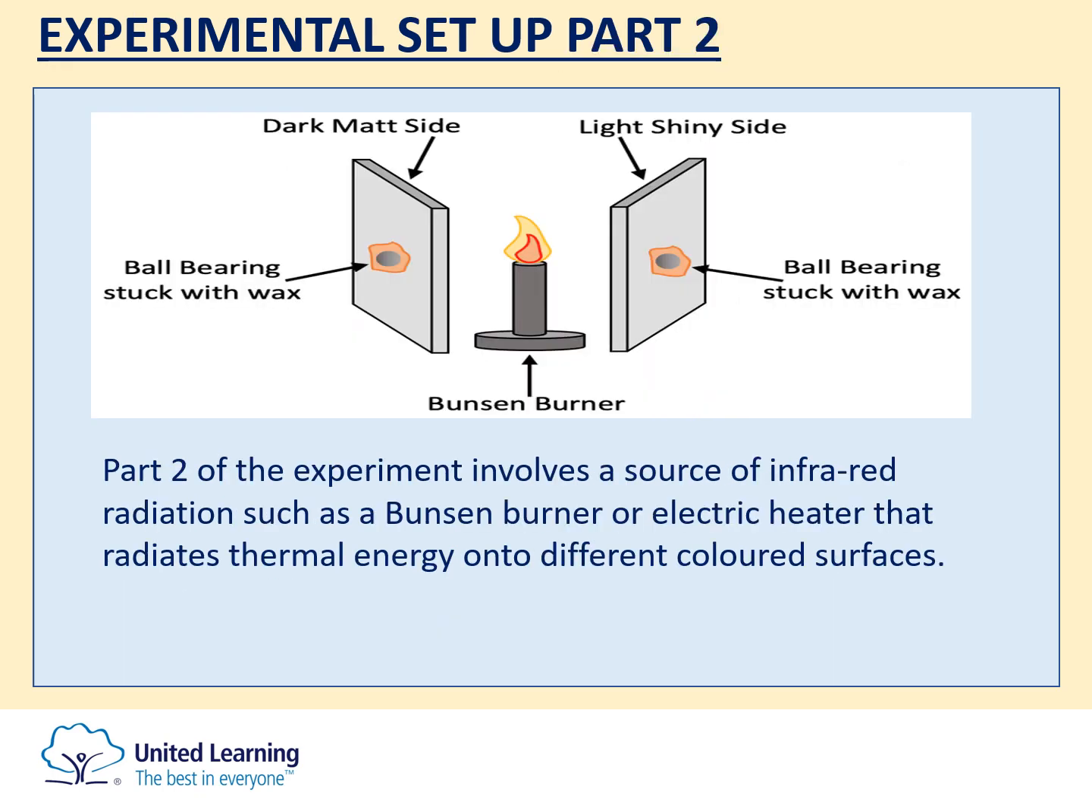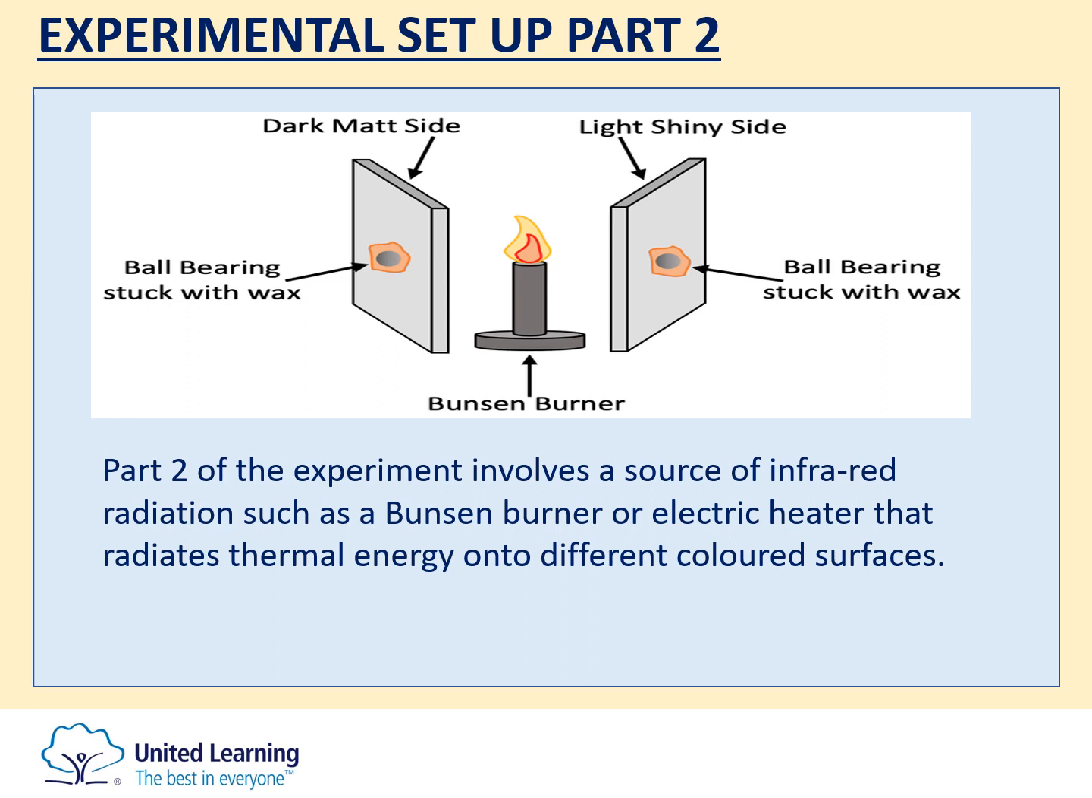Part two of the experiment involves using a heat source, such as a Bunsen burner or an electric heater, to be a source of infrared radiation, and placing different coloured materials a fixed distance away from it. In the case of the example we have on the diagram here, you can see there is a ball bearing stuck to the back of the panel using a piece of wax. It could also be done using a thermometer, which will give you an accurate temperature reading, or a temperature probe.